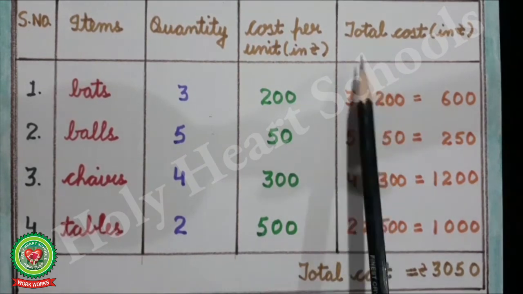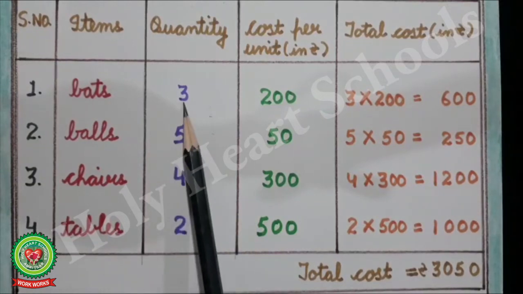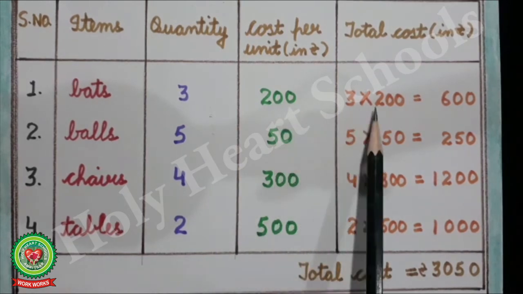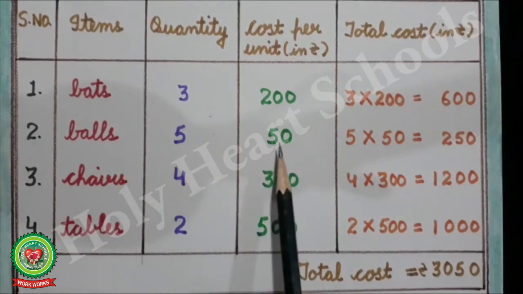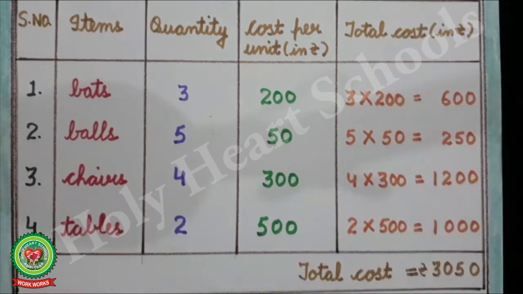Then move towards the fifth column, in which we have to write down the total cost. Here 3 bats are there. Cost of each bat is 200. So 3 multiplied by 200 is equal to 600. 5 balls. Each ball costs 50. 5 multiplied by 50 is equal to 250. 4 chairs. Each chair costs rupees 300. 4 multiplied by 300 is equal to 1200. 2 tables. Cost of each table is 500. 2 multiplied by 500 is equal to 1000.